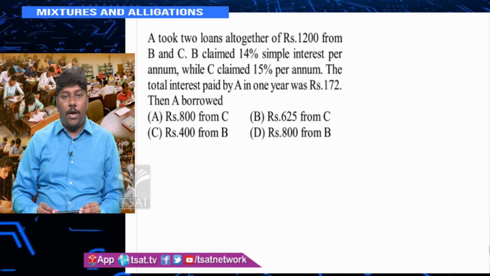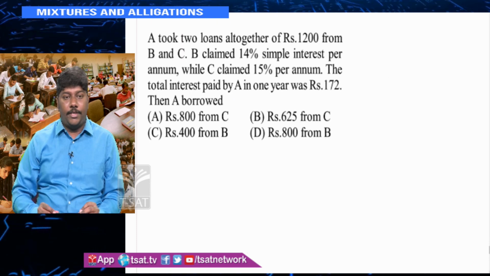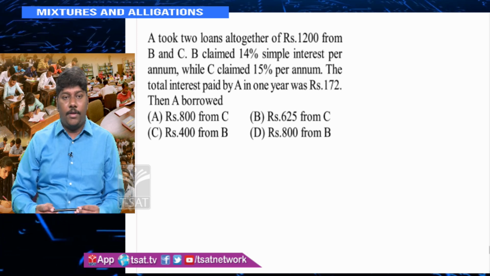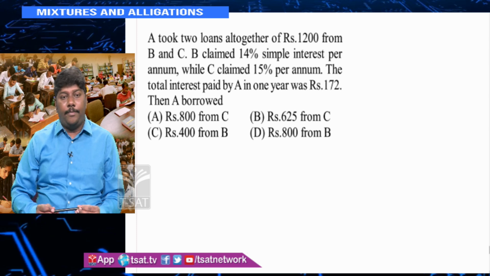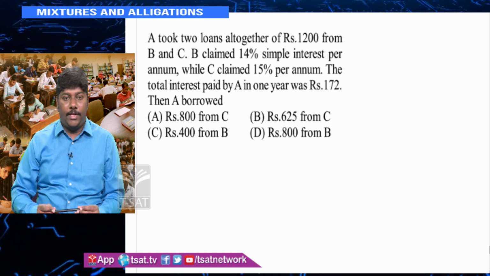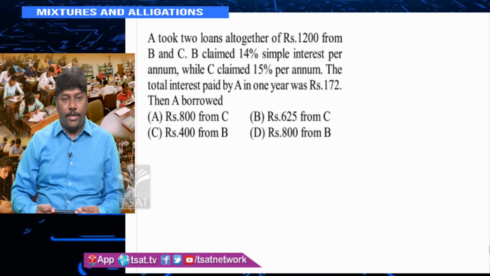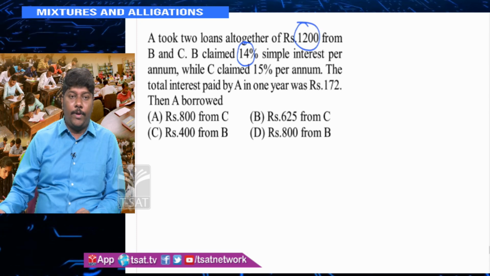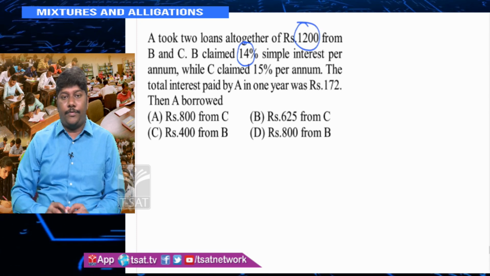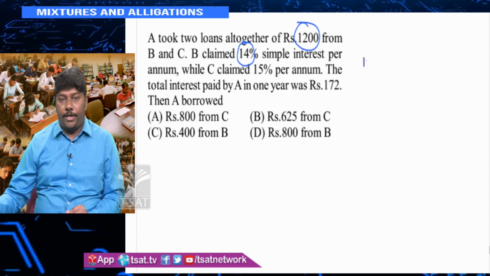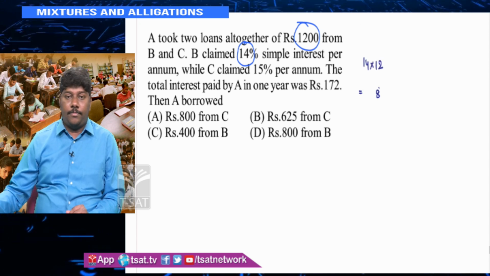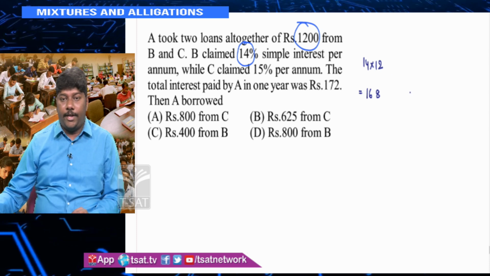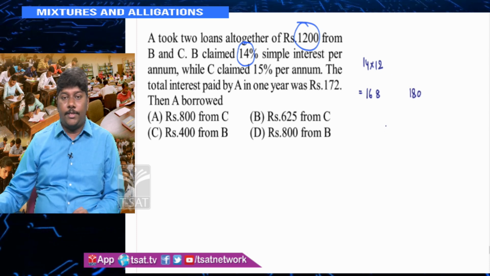A took 2 loans altogether 1200 from B and C. This is actually simple interest and compound interest, but it actually uses the logic of mixtures and alligation. B claimed 14% simple interest per annum, while C claimed 15% per annum. The total interest paid by A in 1 year. Find out 14% of 1200. What is 14 times 12? 14 twos are 28, then after that 168. Find out 15% of 1200, that is 15 times 12 is 180. You are going to get 172.